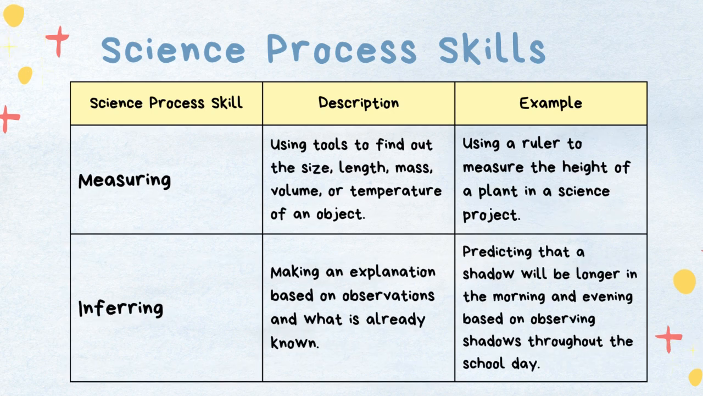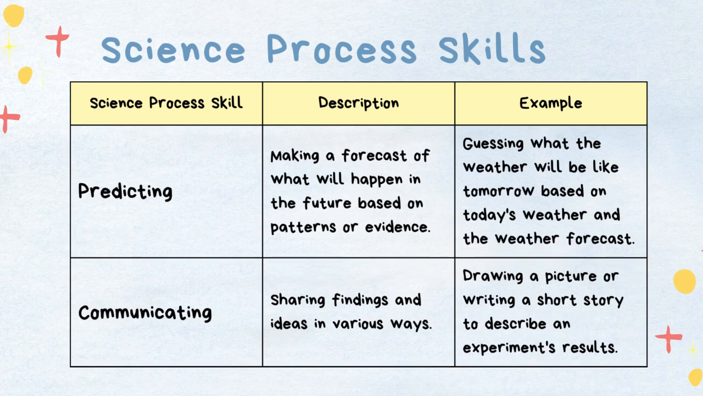Measuring. Using tools to find out the size, length, mass, volume, or temperature of an object. Using a ruler to measure the height of a plant in a science project. Inferring. Making an explanation based on observations and what is already known. Predicting that a shadow will be longer in the morning and evening based on observing shadows throughout the school day. Predicting. Making a forecast of what will happen in the future based on patterns or evidence. Guessing what the weather will be like tomorrow based on today's weather and a weather forecast. Communicating. Sharing findings and ideas in various ways.